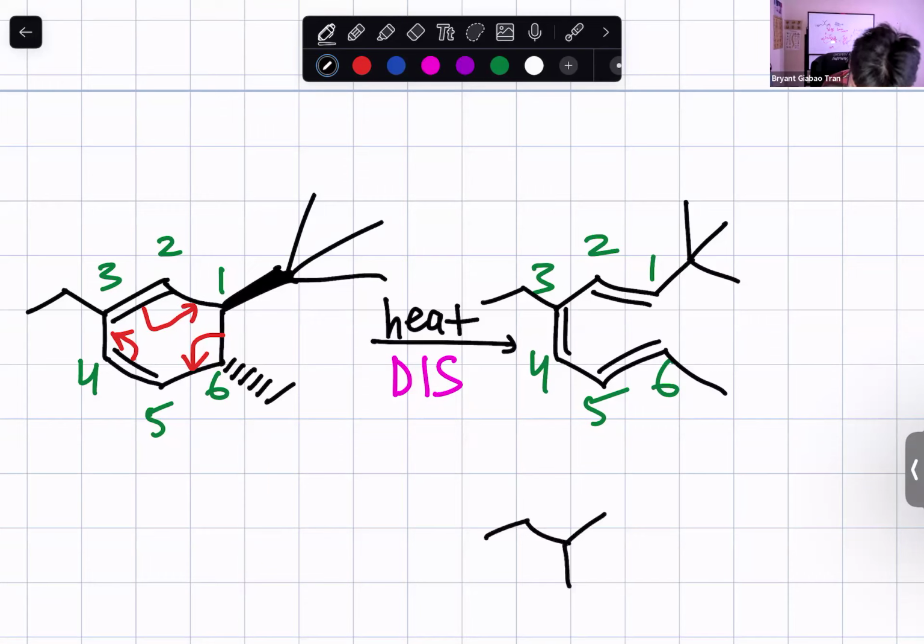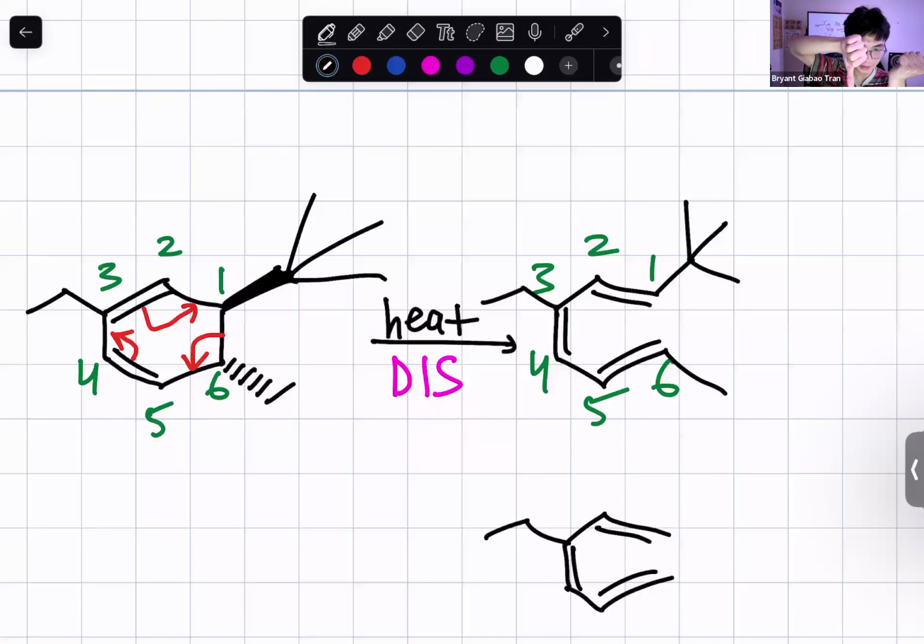There is another way that you could draw this though, which is this, right? Let's start the same way, tert-butyl up, methyl down. Now let's rotate the tert-butyl clockwise and rotate the methyl counterclockwise. Wait. Did I do this correctly? Let's see.